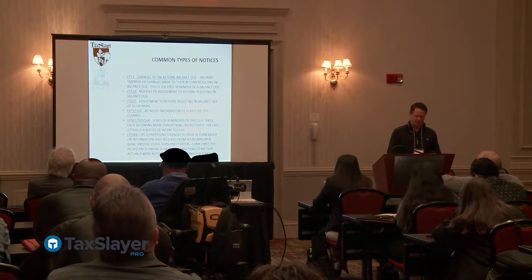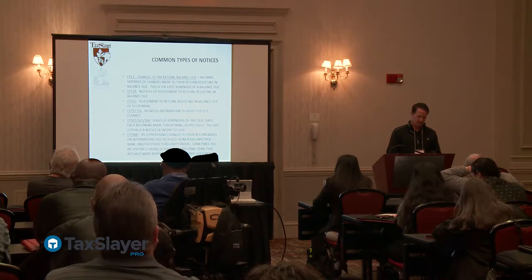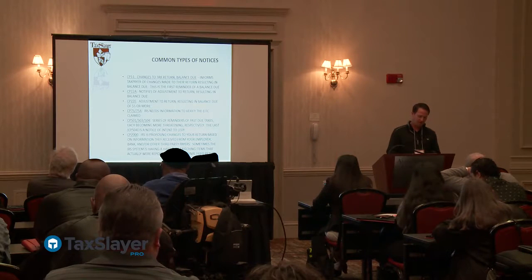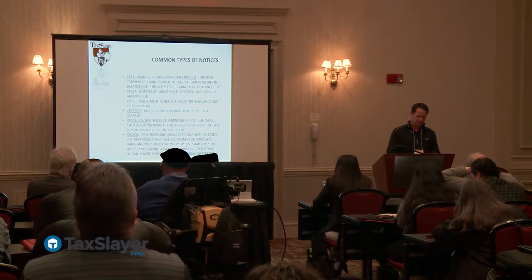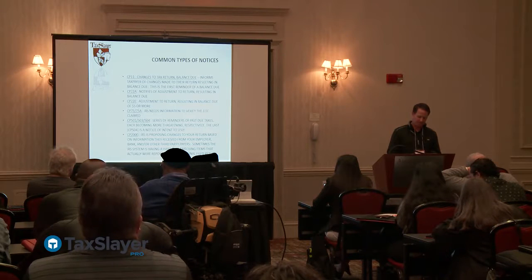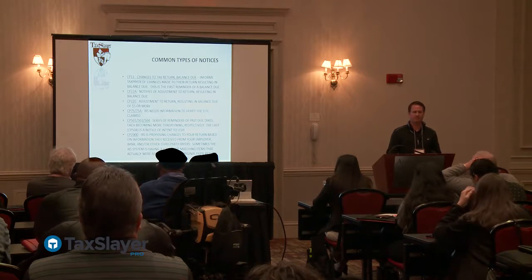CP75 or 75A, the IRS needs information to verify EITC claimed, Earned Income Tax Credit claimed. Then you have the CP 501, 503, and 504, which is a series of reminders of past due taxes, each becoming more threatening respectively. The last, the CP 504, is a notice of intent to levy. Okay?